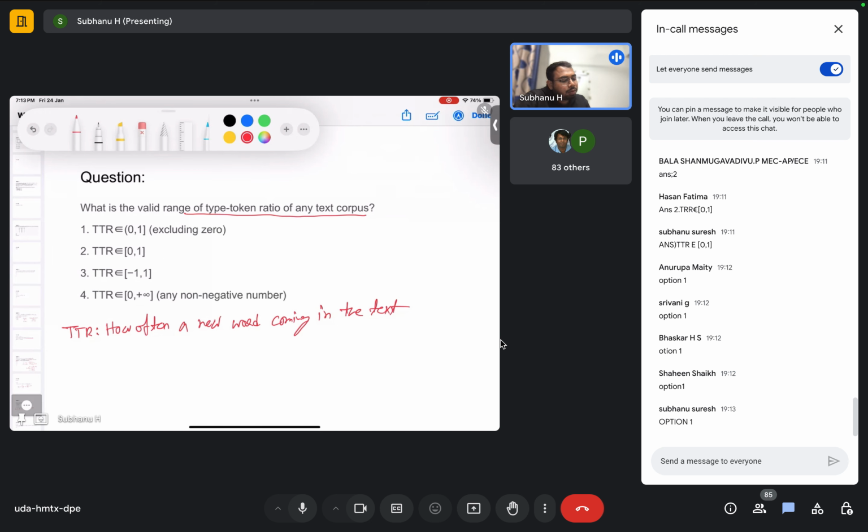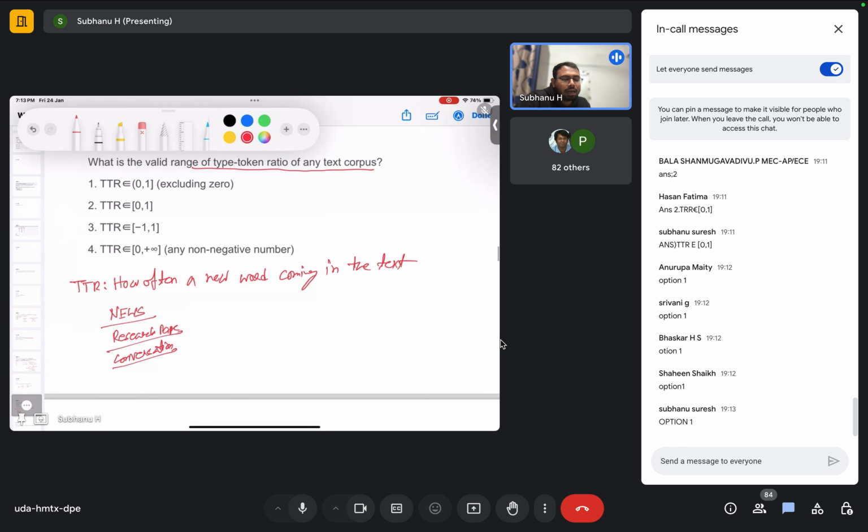We have many types of text: a news article, a research paper, a conversation, which some people will use in their chatbots, so they must have conversation data, or a book, like a story book. Everywhere the type token ratio is different. So what is the range of this type token ratio? The options are 0 to 1, 0 to 1 excluding 0, minus 1 to 1, and 0 to plus infinity.